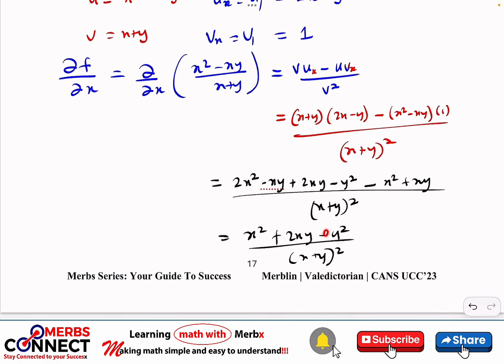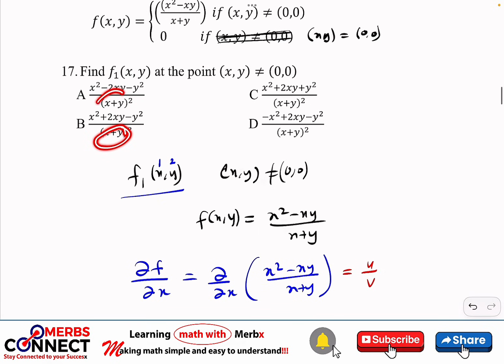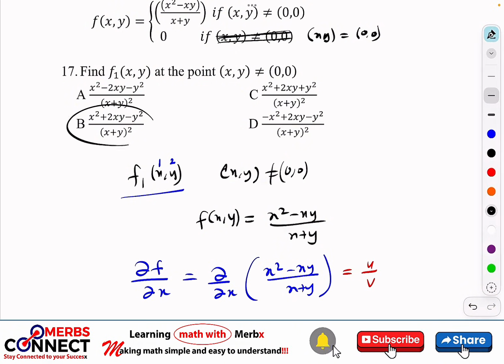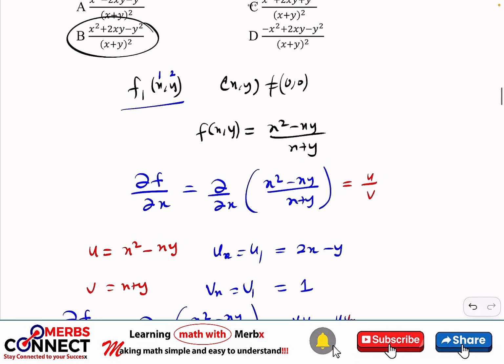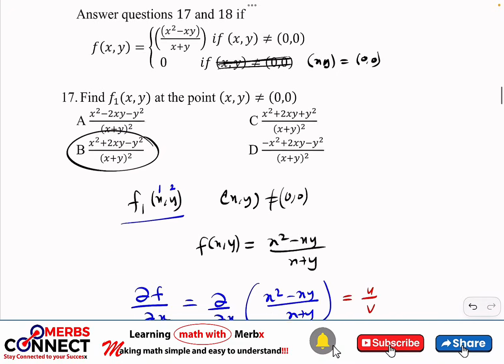So let's go and check. Remember, this is a minus. The rest are all positive. So we have this, this, this, this. There is no minus, so this is out. There is 2 minus, this is out. There's 2 minus, so the answer will be this, this. Because it's basically this one here. The y squared is minus here. Great, so we had B.